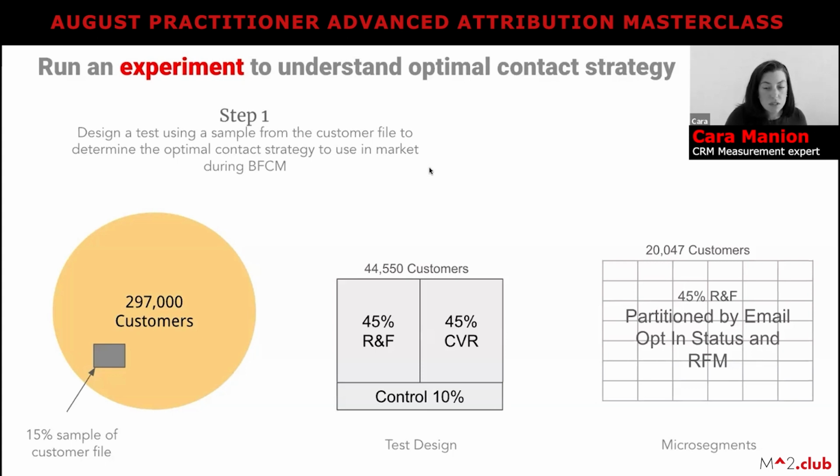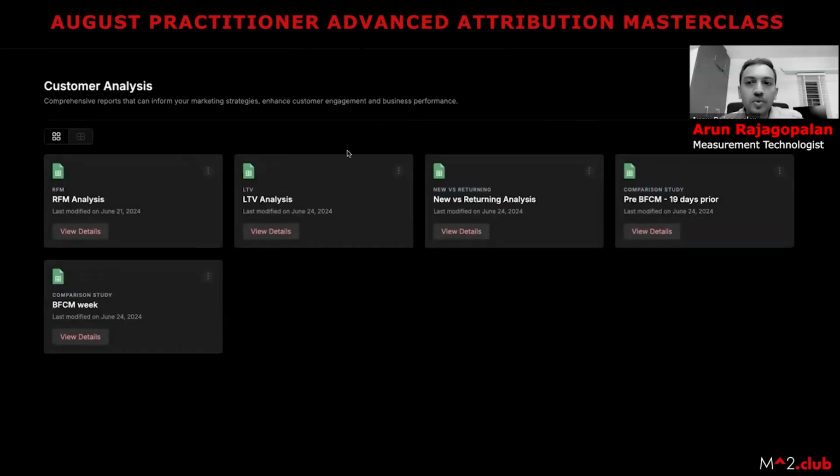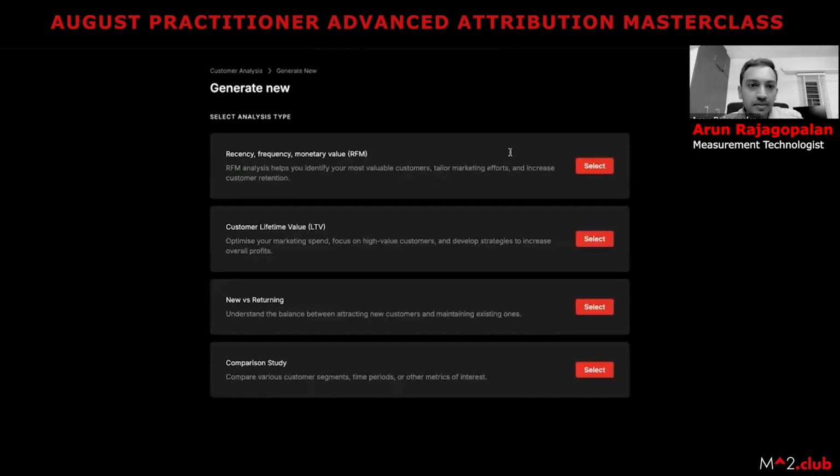And then each of those individual segments, the 20,000 customers, which is the 45%, were then partitioned by email opt-in status and RFM. So that's the micro segments. We generate the RFM report, and then you could look at the LTV report, then you could look at the new versus returning report, and then we do something called a comparison study.